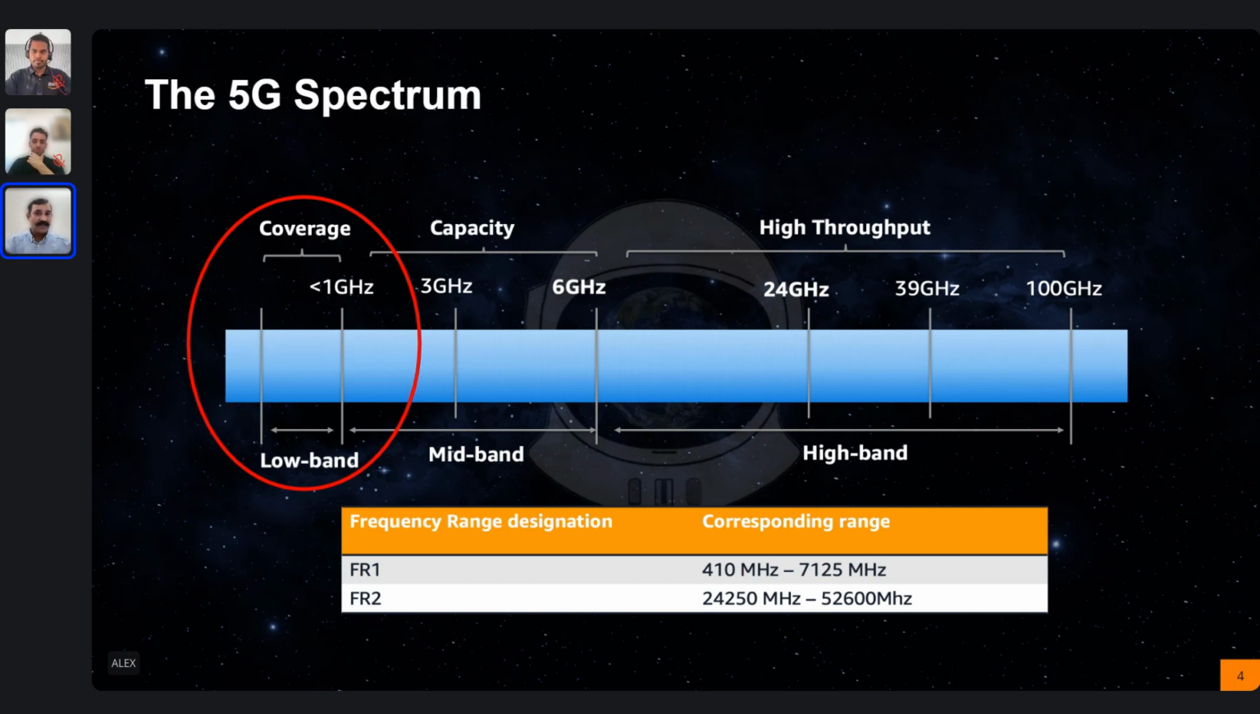So we can say frequency range 1 starts from 410 megahertz and goes up to 7125 megahertz, and then frequency range 2 is like 24.25 gigahertz to 52 gigahertz. So this is, in a nutshell, the segregation of the 5G spectrum in terms of capacity, coverage and throughput.